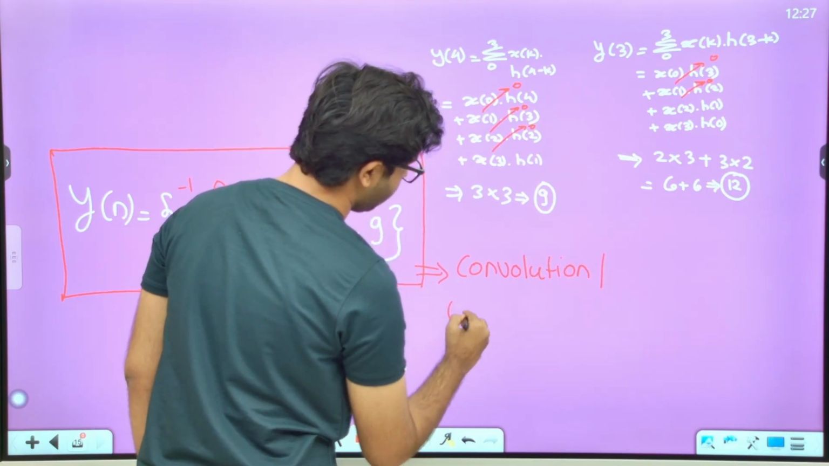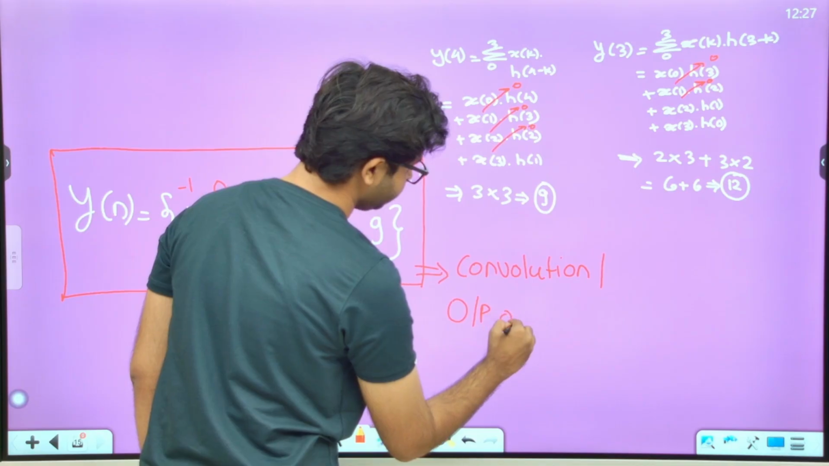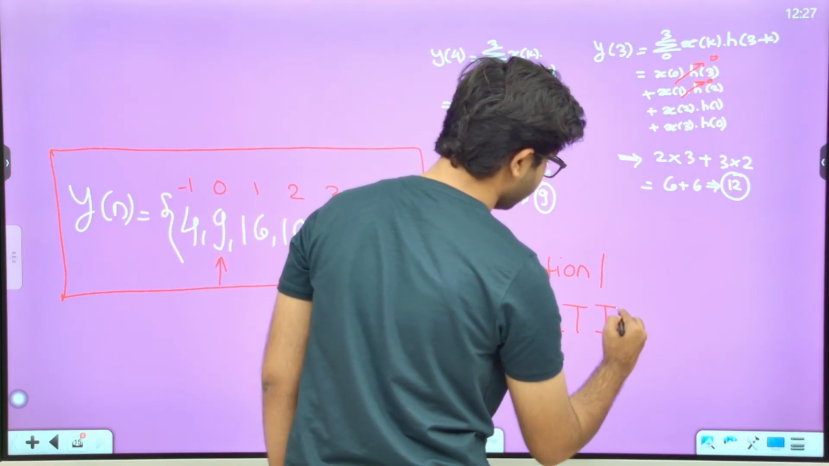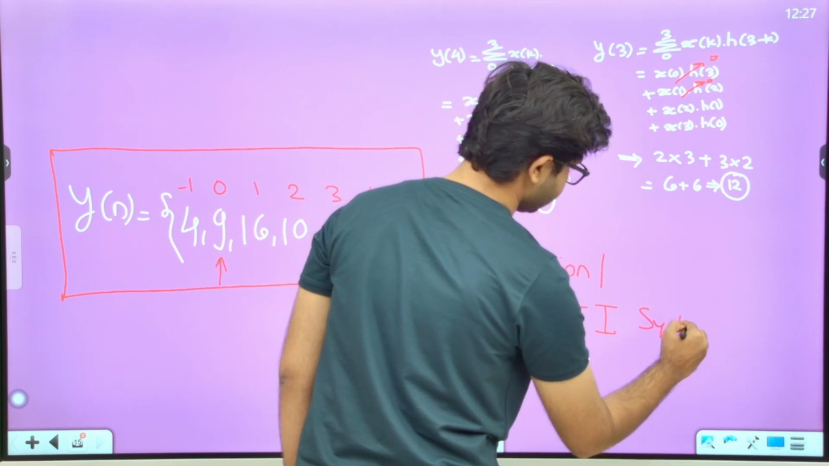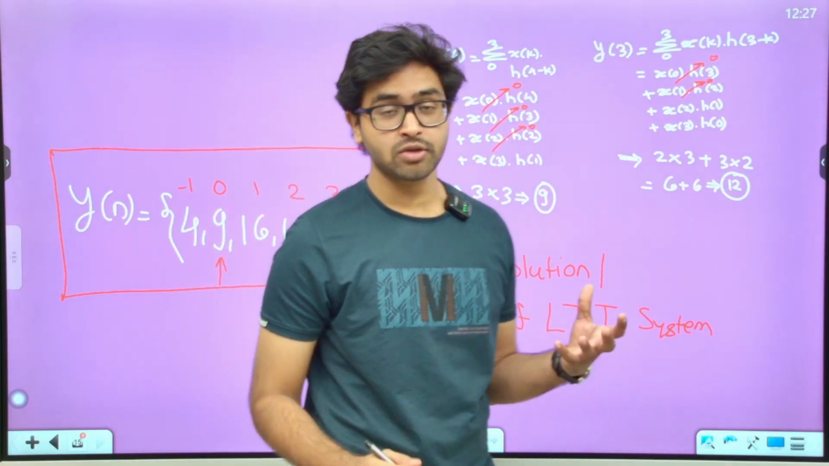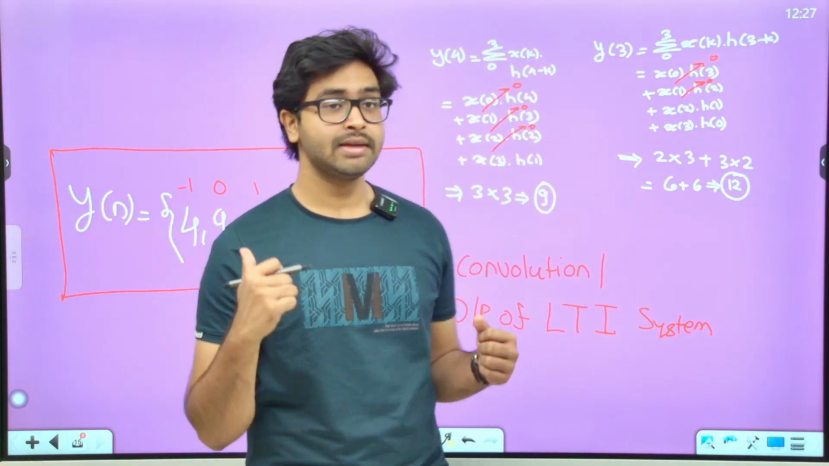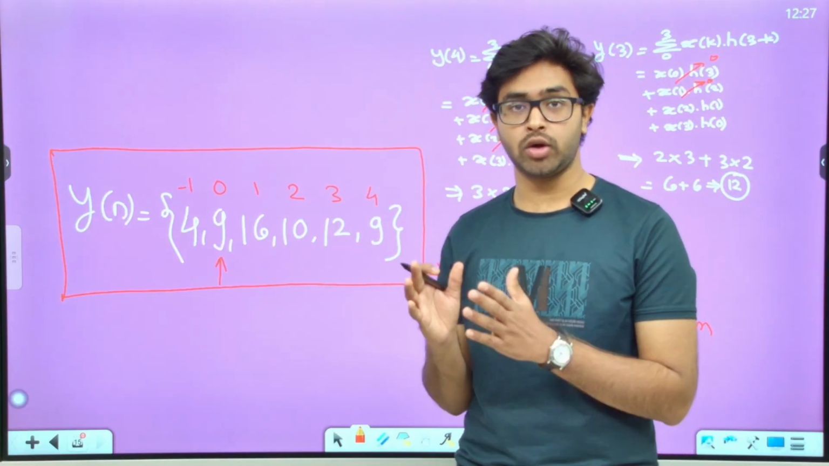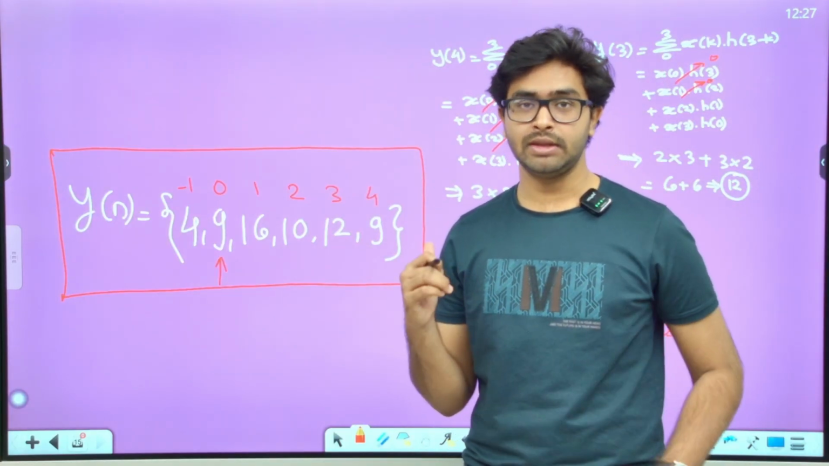Also we can say the output of an LTI system. So it was too lengthy, the video might also get lengthy, but this is the final answer. And in the next video we will see what is the exact shortcut of the convolution with the matrix method.